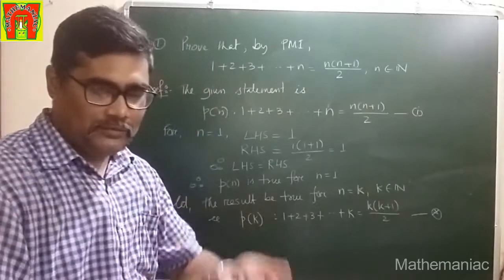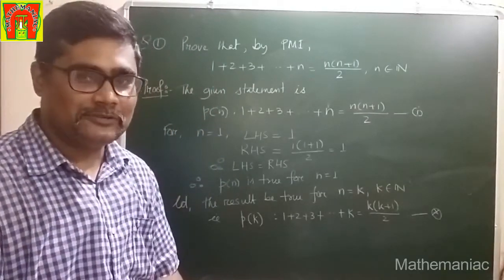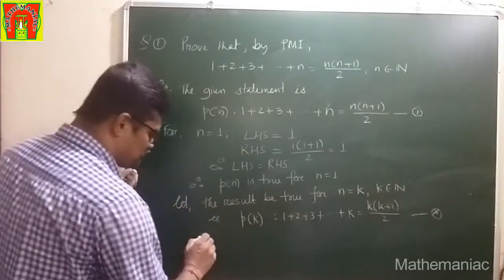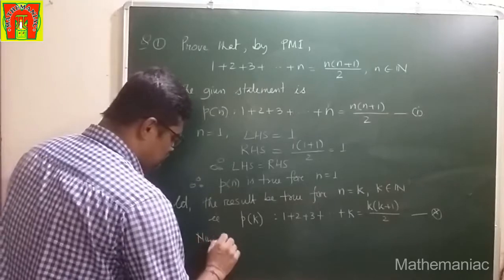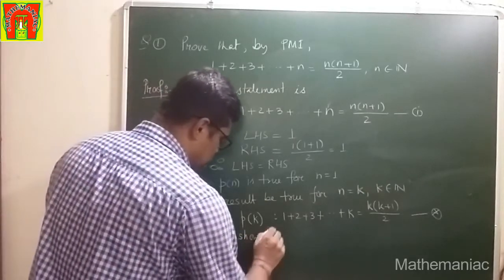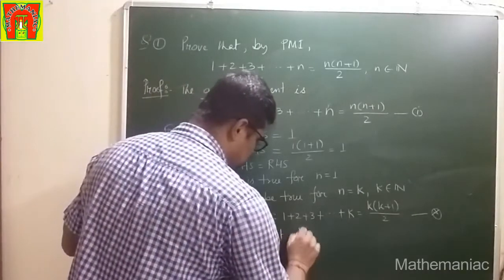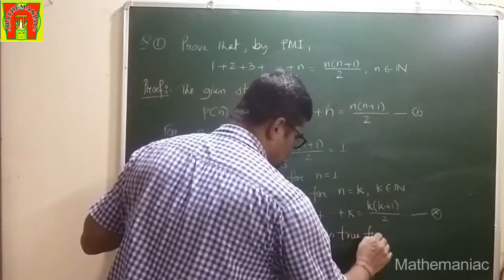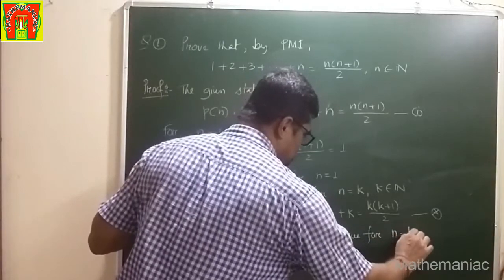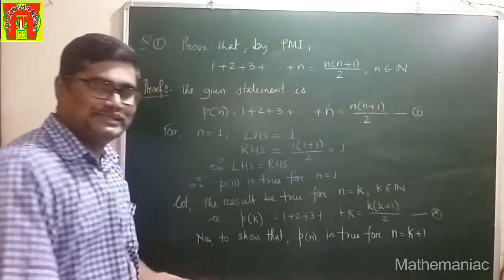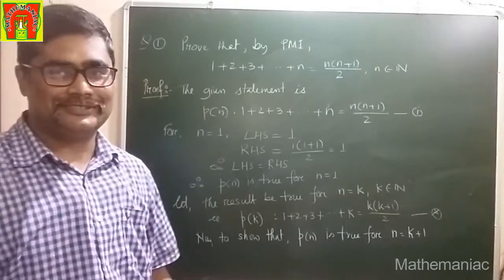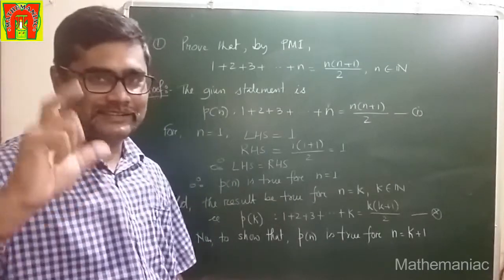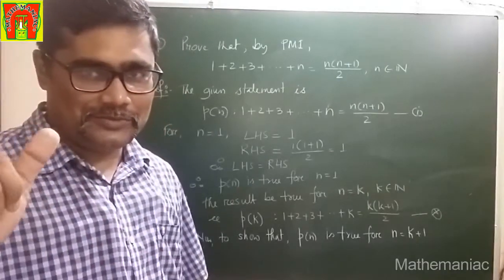Now I am going to prove the result for n equal to k plus 1. So you write that particular objective also. Now to show that Pn is true for n equal to k plus 1. So this is our objective we have noted down. Now let's move on to the main part. This is the main part, which is the induction part. Very important part, right?